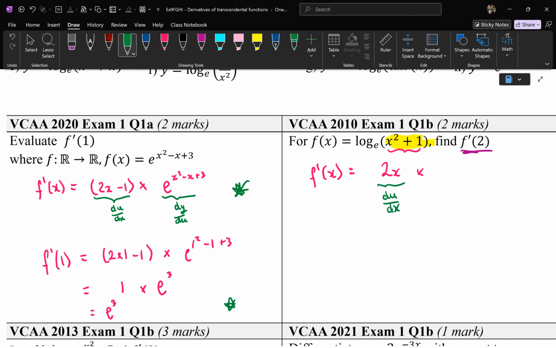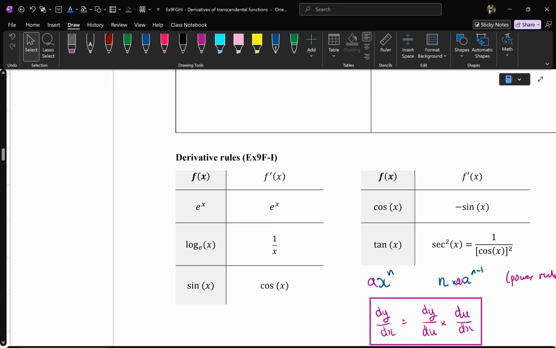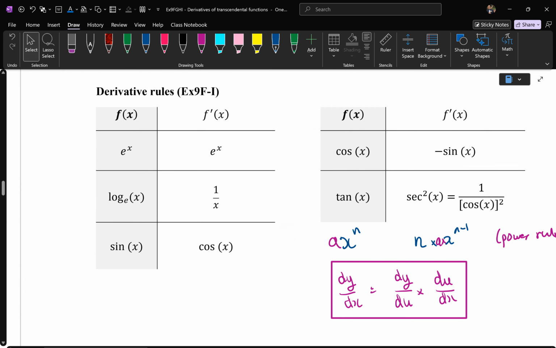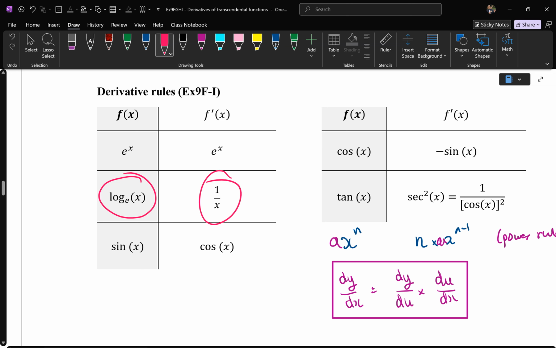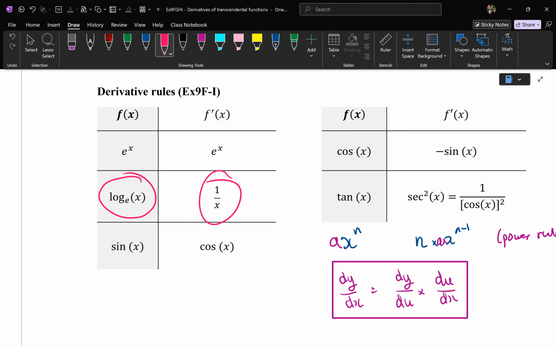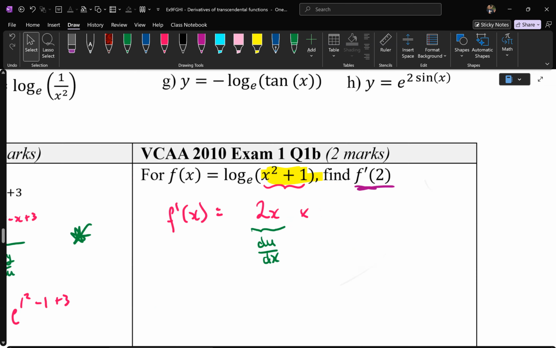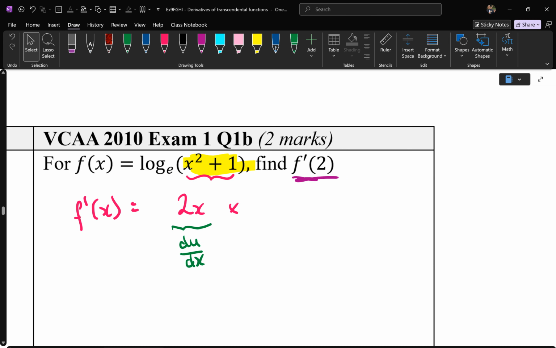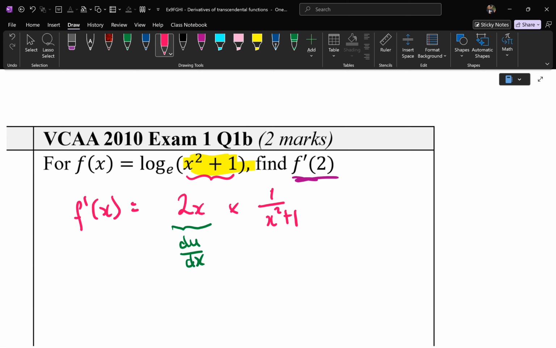So I know it must be 2x multiplied to, remember this is your delta u delta x, I'm just doing the short form, times, and now I pretend as if x squared plus 1 doesn't exist. It's just log e of something. So the derivative log, that's where you go back to this. You've memorized it. Derivative log of anything is 1 over whatever that thing is. So instead of log e of x, it's 1 on x. So the derivative must be 1 over x squared plus 1. Yeah, because we know derivative log of x is 1 on x, but since it's log e of x squared plus 1, then the derivative must be 1 on x squared plus 1. This is my delta y delta u.